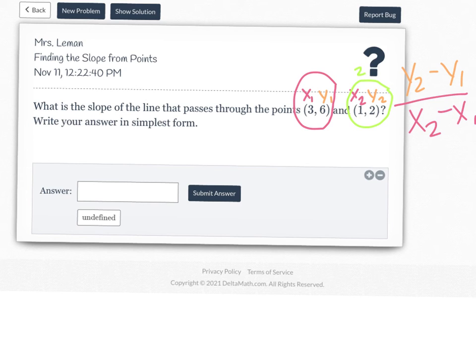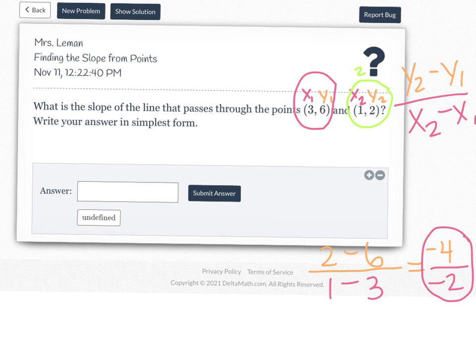So when I go through and plug them into my equation, I have y2, which is 2, minus y1, which is 6. 2 minus 6 equals negative 4. And then x2 is 1 minus x1, which is 3. 1 minus 3 is negative 2. To simplify, which we can simplify this, negative 4 divided by negative 2 equals positive 2. So our slope is positive 2.